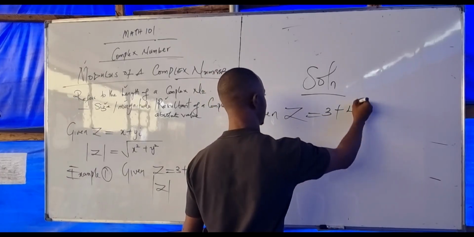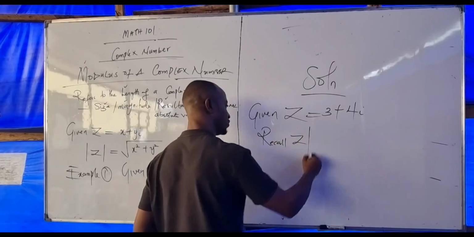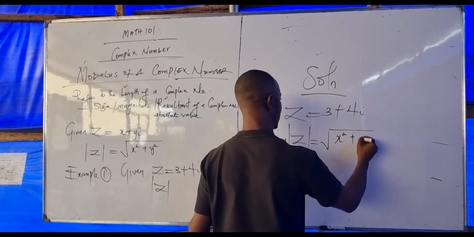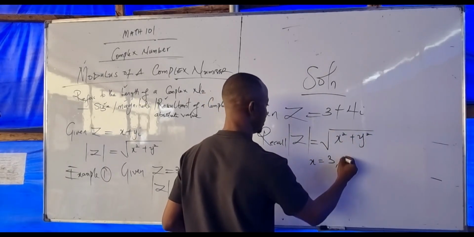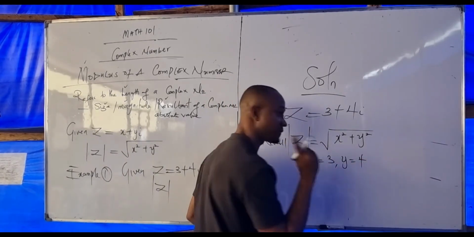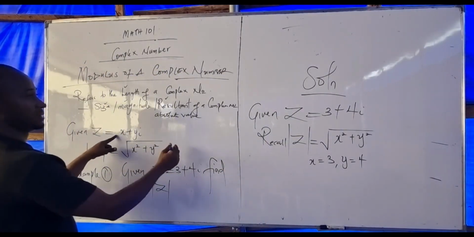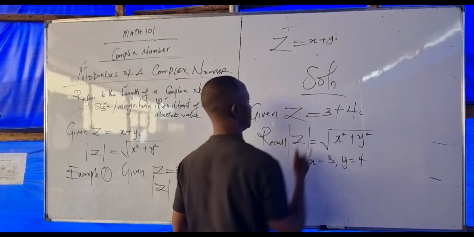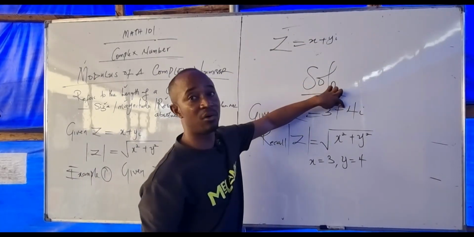3 plus what? 4i. Recall that Z modulus, what do you say the formula we have here? Is x square plus what? y square. Here our x is what? 3. Our y is what? 4, not 4i. Are you getting the gist here? From the general expression, Z equals to x plus what? yi. When you compare, x is 3, right? y is what? 4, not 4i.